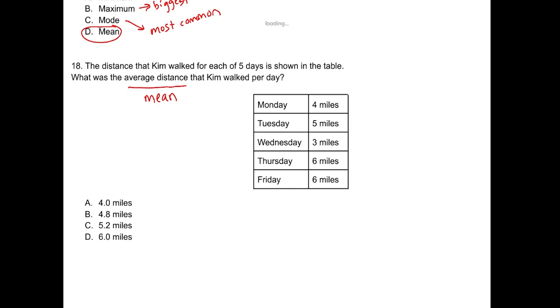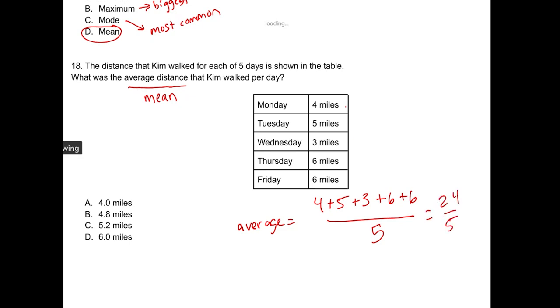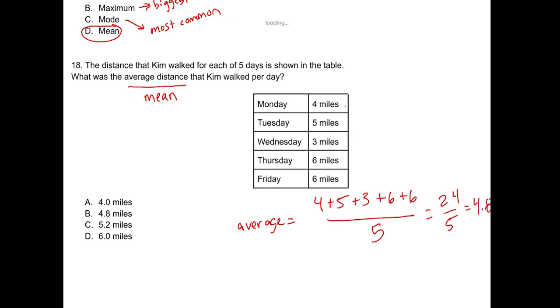you have. So the average here will equal 4 plus 5 plus 3 plus 6 plus 6 divided by the number of data points we have, which is 5, right? 1, 2, 3, 4, 5. And so we'll just put this in the calculator. So yeah, 4 plus 5 plus 3 plus 6 plus 6 is 24. So this is going to be 24 divided by 5, and we get 4.8. So the answer is B.